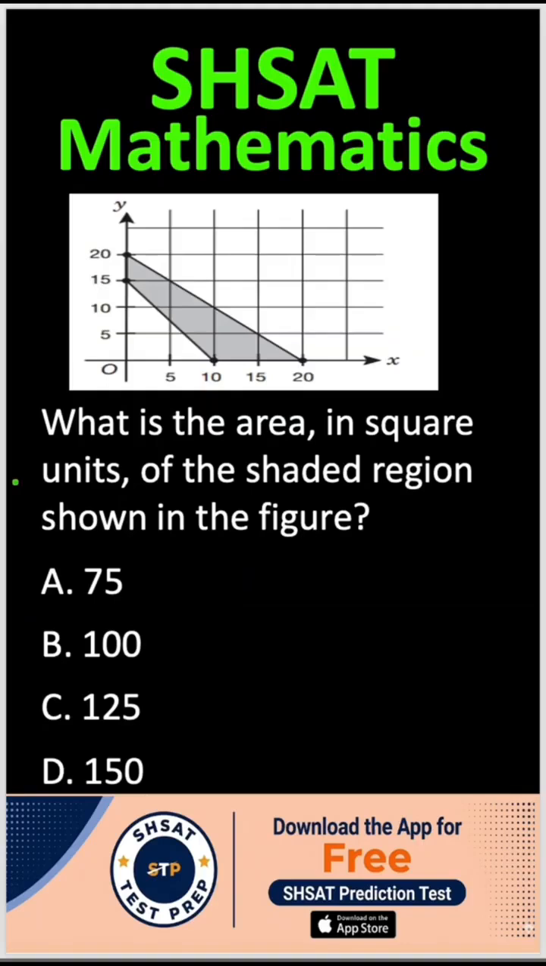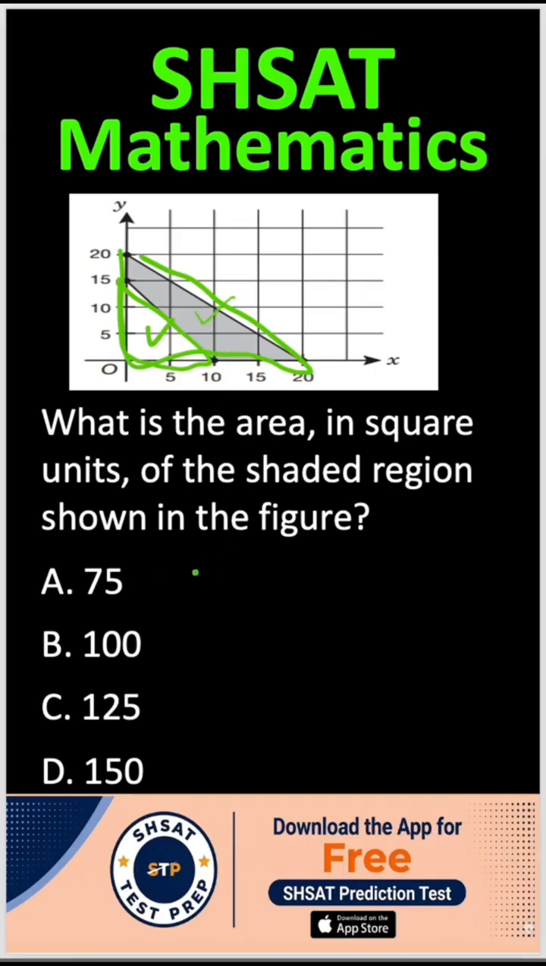Next, we have: what is the area in square units of the shaded region shown in the figure? So instead of trying to find the area of the shaded shape directly, we can look at it as two right angled triangles. One big right angled triangle and a small right angled triangle cut out from it. So we can find the area of the two triangles and subtract the area of the smaller triangle from the area of the bigger triangle, and then we can get the area of the shaded region.